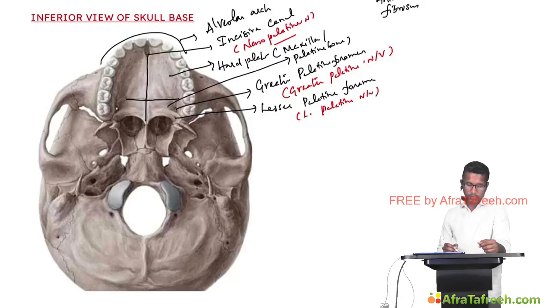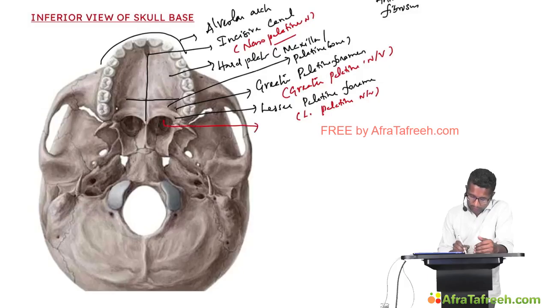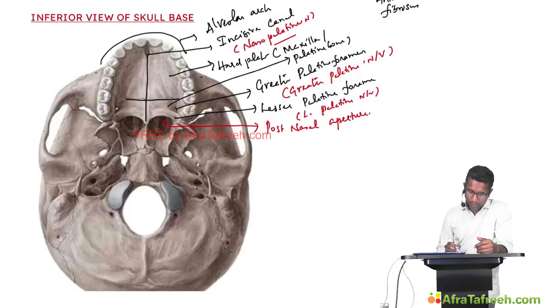Okay, so these are all the structures which pass here. When you go posterior to this hard palate, you get this aperture. This is called the posterior nasal aperture, or posterior choana.